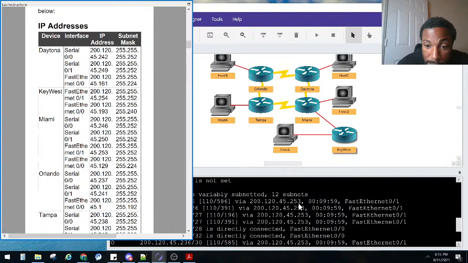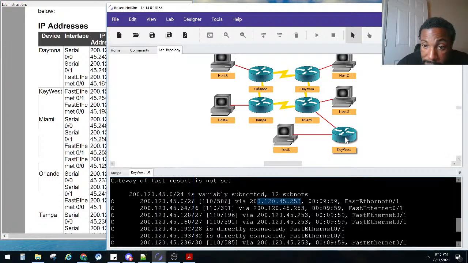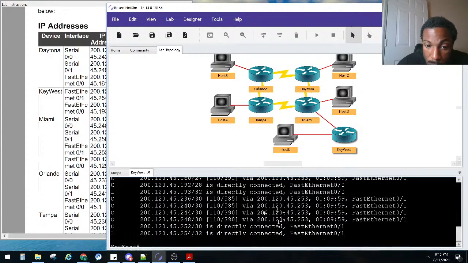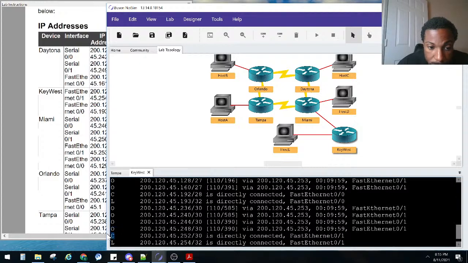It looked like that's gonna be the next hop for all of them anyway, right? Because Key West is here, so the next hop should be the same for everywhere. It should be right there, right? See, right? 253, right? So that's the next hop for all of them. Then we have some connected routes right here, which is pretty much that cable right there. And then the locally configured interface, right? So FA01 is our interface, and that is the IP address for that interface right there, FA01.